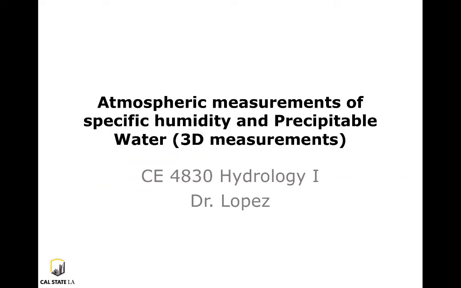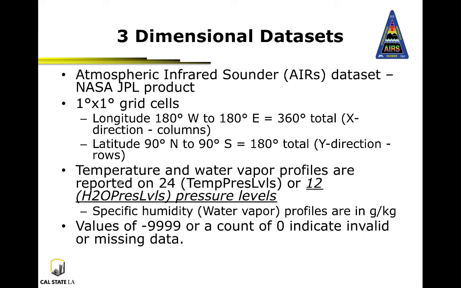So the next thing I'm going to do is introduce you to a very important data set where you're going to be using a NASA product. And actually, you're using this same product for your homework, so I figured I would explain the data set before you had to go tackle that problem. The data set is the Atmospheric Infrared Sounder AIRS data set, which is a NASA JPL product. It is approximately a 1 degree by 1 degree grid cell, which makes it actually very easy to use.